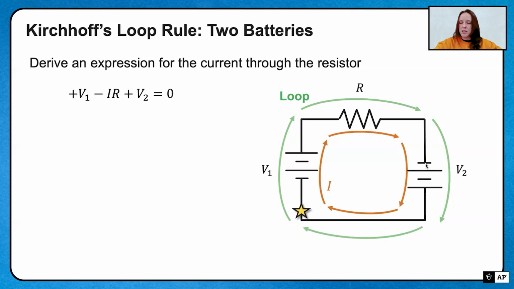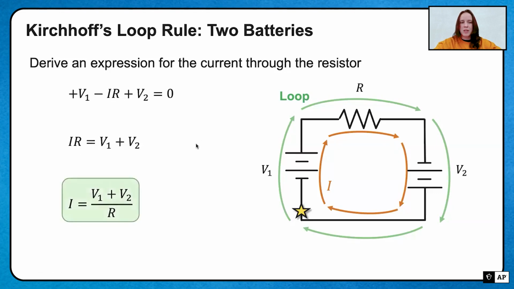And then when I hit battery number 2, this time I'm going from the negative to the positive. So I'm going to add it this time because it's helping me along my path. And then I get back to where I started. So all of that is equal to 0. Since our goal was to derive an expression for the current through the resistor, we're going to solve for I. So I'm going to move my IRs to the other side, however you like to do your algebra. So IR is V1 plus V2, which means my current is V1 plus V2 divided by R. Neat. So since my batteries are both helping my current around my circuit, I add them together this time.